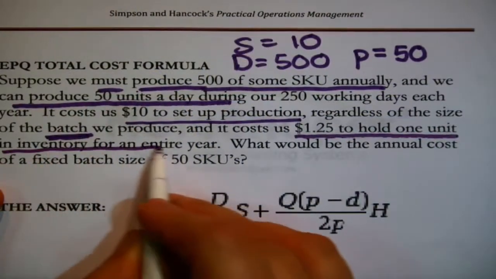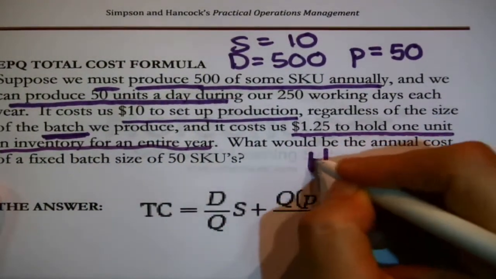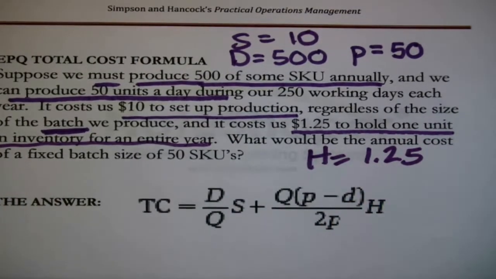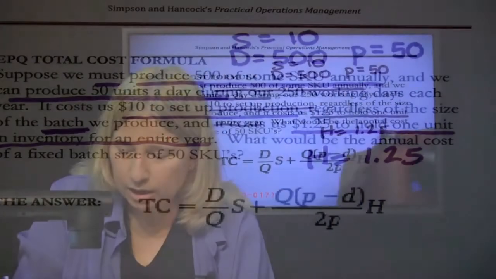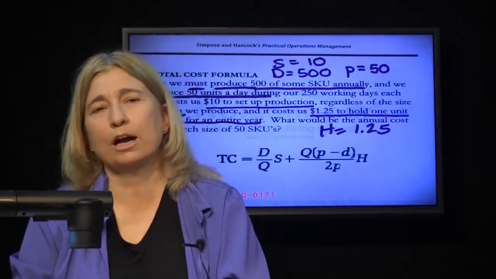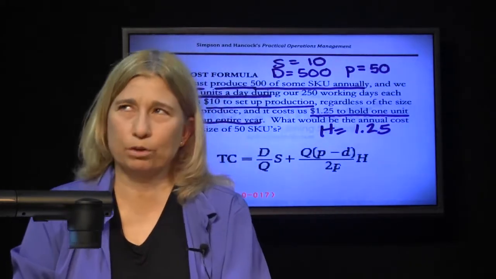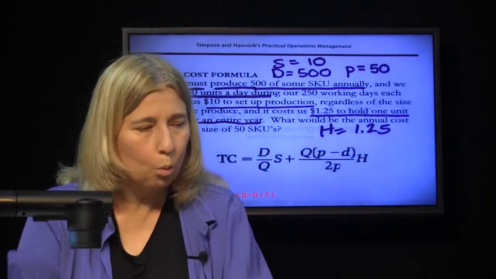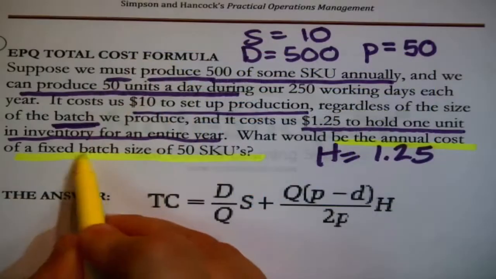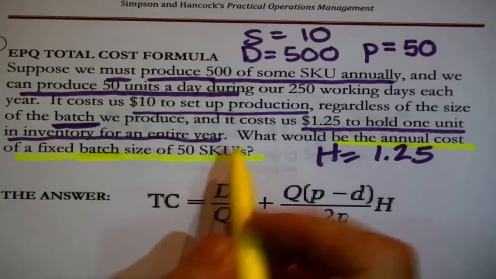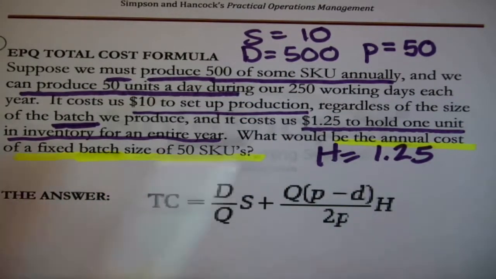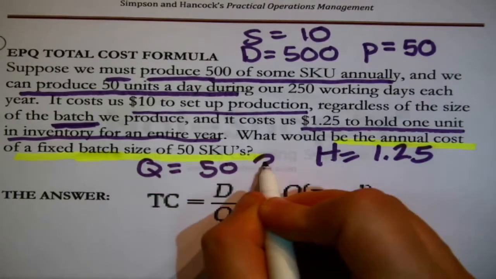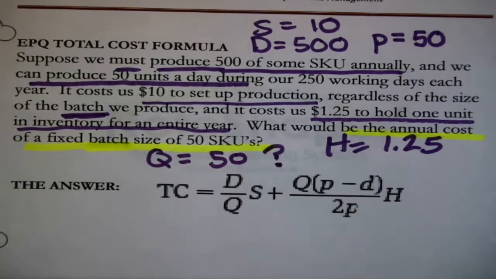There's this fixed cost. Now anyway, what else does it say? It costs us $1.25 to hold 1 unit in inventory for an entire year. That's fantastic, because that is, don't even have to work for it, capital H. Capital H is the cost of holding 1 unit in inventory for an entire year. Okay, found it. Now, what is the question? What would be the annual cost of a fixed batch size, another word for order, of 50 SKU, stock keeping unit?